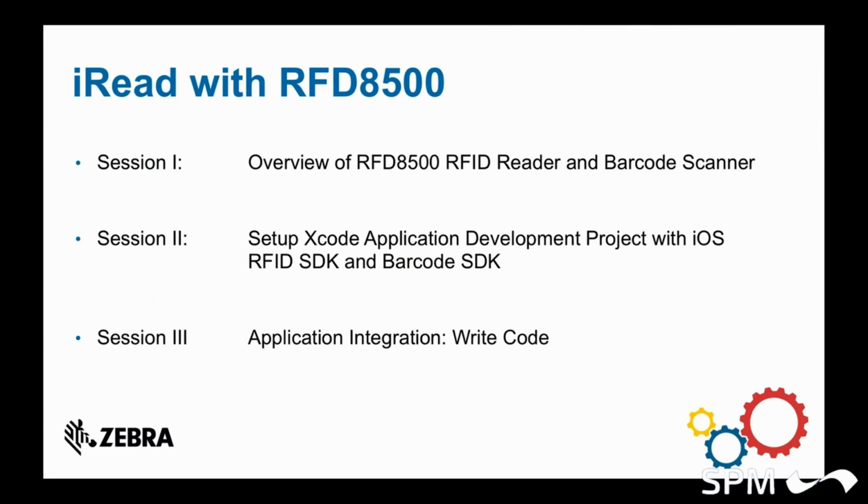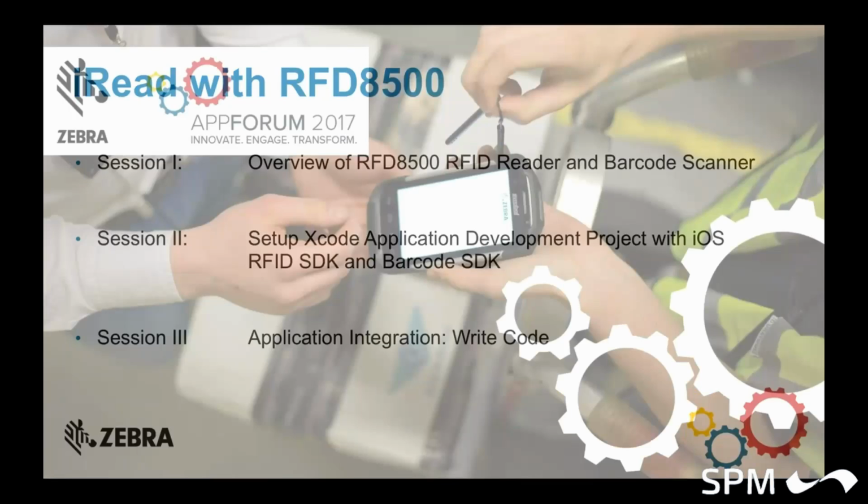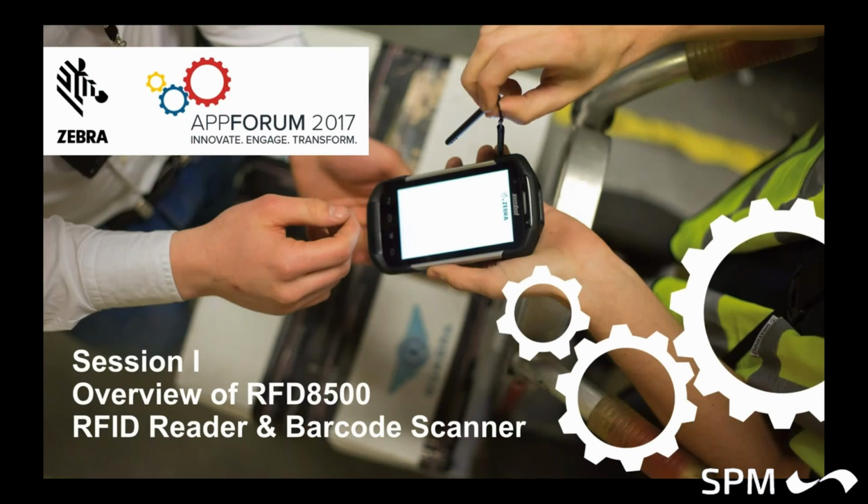This presentation covers 3 sessions. The first session is an overview of the RFID device, for the RFID reader and barcode scanner. Secondly, I will show you how to set up the RFID and scanner SDK for an Xcode application development project. Finally, we will write some code. Okay, so let's start session 1.